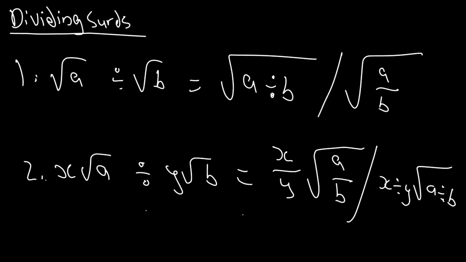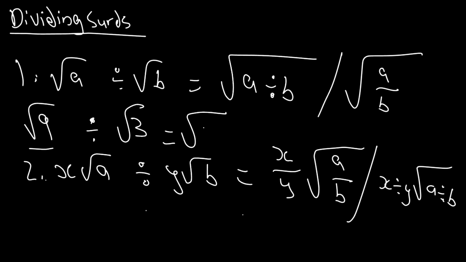These 2 formulas basically sum up how to divide surds. So if we have root a divided by root b, that's just equal to root a divided by b. So what this basically means is, let's say we have root 9 divided by root 3. We know that root 9 isn't a surd, but we'll just continue on for the sake of it. So root 9 divided by 3 is equal to root 3, and that's your answer.